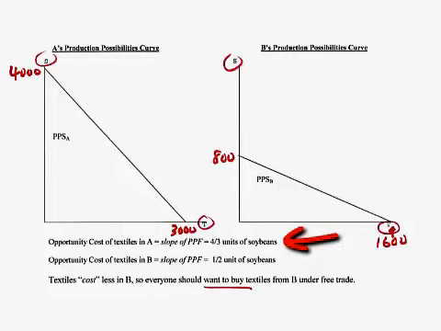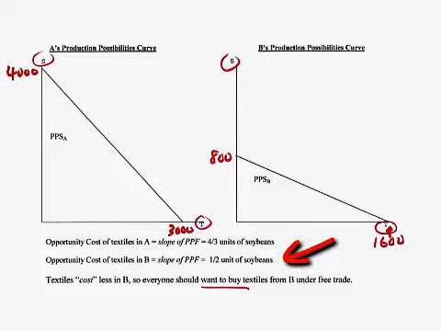In country B, you give up 800 to produce 1600. So the answer to the question, what's the opportunity cost of textiles in country B, would be 800 over 1600, which is 1/2 of a unit of soybean. As you look at these two numbers, the 4/3 and the 1/2, 1/2 is clearly less than 4/3. So we would say that in country B, the cost, drop the word opportunity, the cost of producing textiles is much lower than the cost of producing the same textiles in country A.